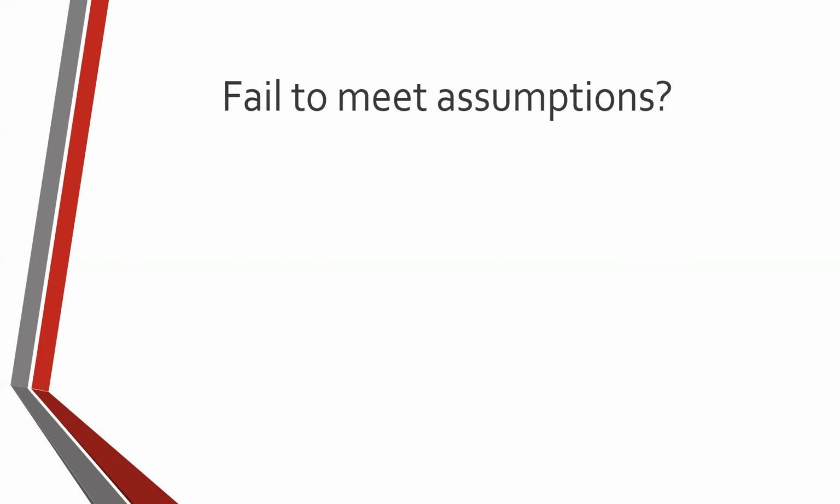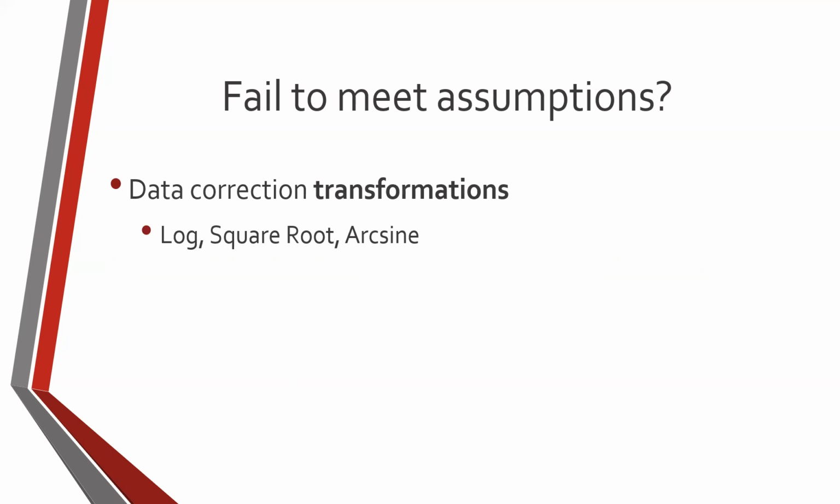So of course, the big question, what happens if these assumptions are not met? There are data correction transformations, which are designed to correct the underlying distribution of the data without affecting the results. So we've got three main options in ARM. The logarithm, that is great for counts of things that occur in clusters. The square root, that is typically for counts of things that occur at random or rarely would occur. And then the arcsine is used for percentages.